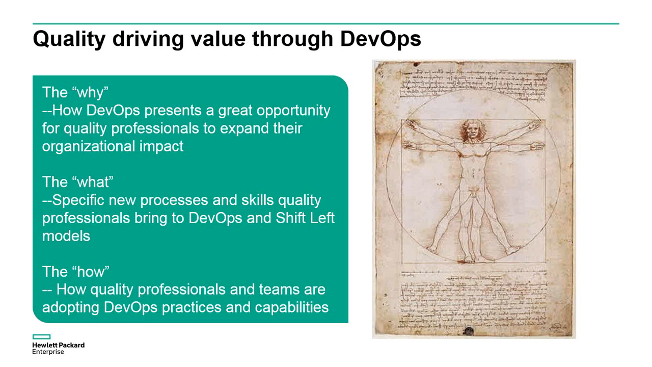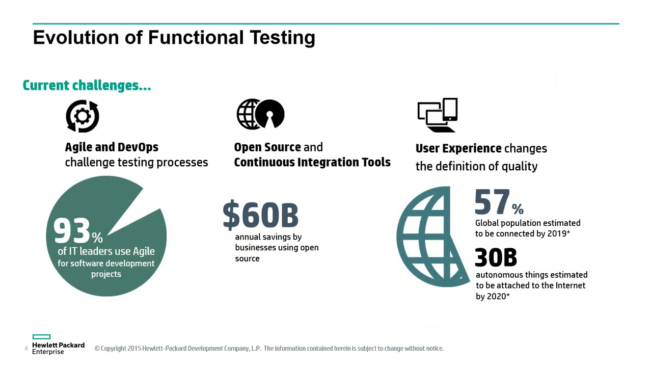So why is DevOps so important to quality professionals? Well, automated functional testing has really been evolving for years, and I don't want to go through the whole history. I want to start at where we are today. So what we're looking at here are some details from the World Quality Report. It was recently released by HP, Capgemini, and Sogeti. We've been doing it for the past few years. We've been asking large organizations about their testing practices.